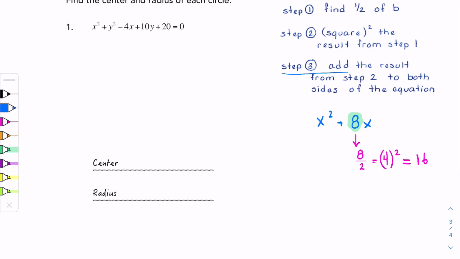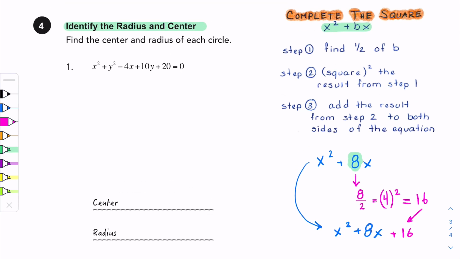Once you find that, step 3 is to add the result from step 2 to both sides of the equation. In this case, we only have one side. We don't have an equal sign. So I'm going to write this as x squared plus 8x. That was what I started with. And now I am adding 16. You're adding what we call completing the square. So this is what you do when you complete the square.